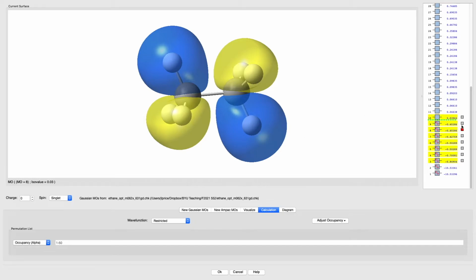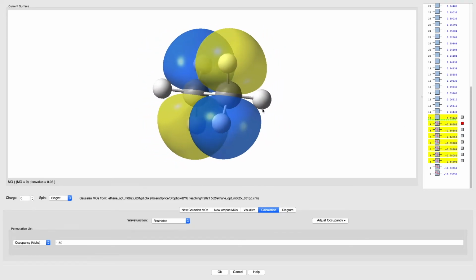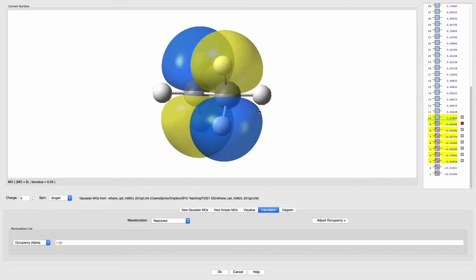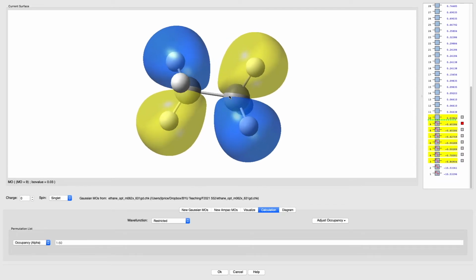And then we have another degenerate one, same in energy, like you would expect. It's the same shape. It comes from overlap of the pi CH3s where one of the hydrogens is in the node. Okay.